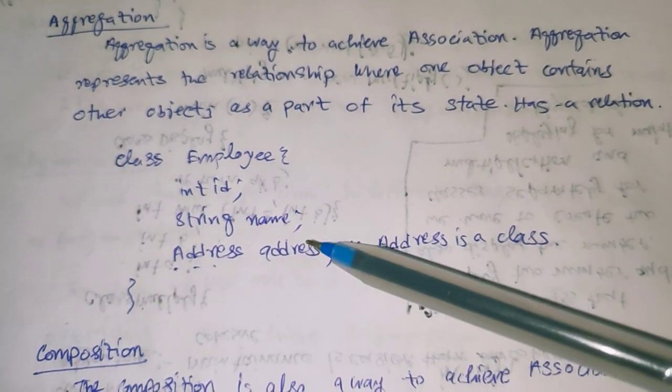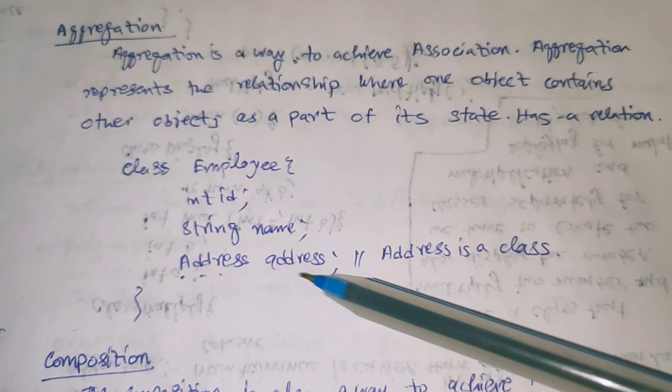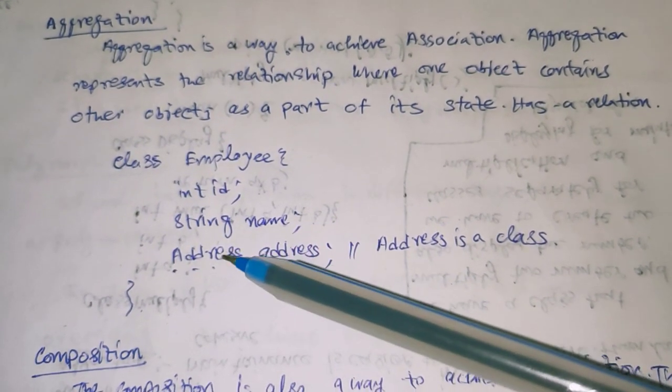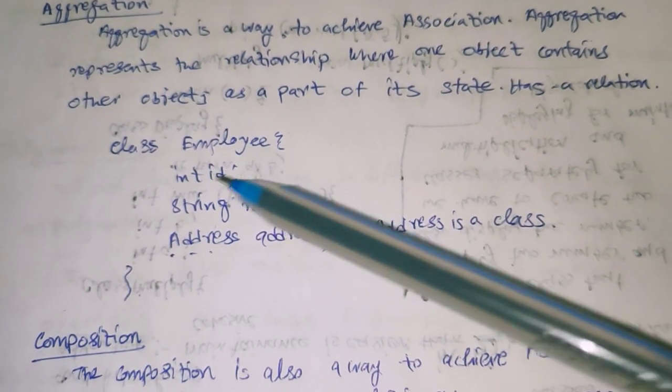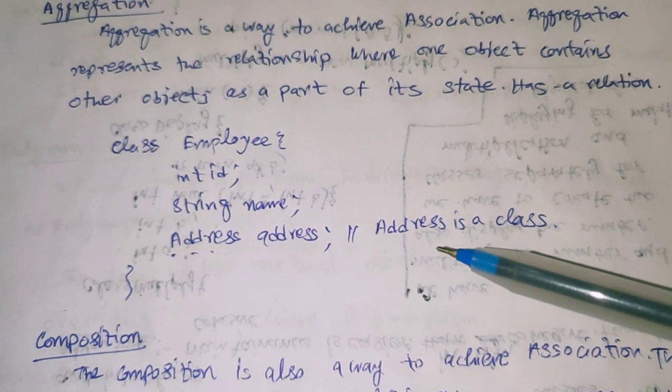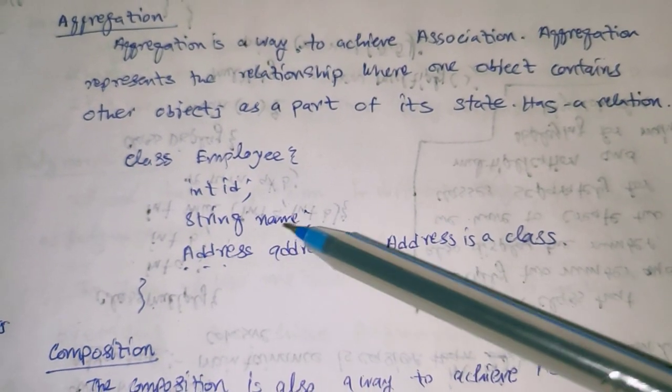So we are using the Address class with a reference variable of that particular class. Address is a reference variable to a particular class. Int id, String name, Address address, where Address is a class. So here is where aggregation comes into the picture.